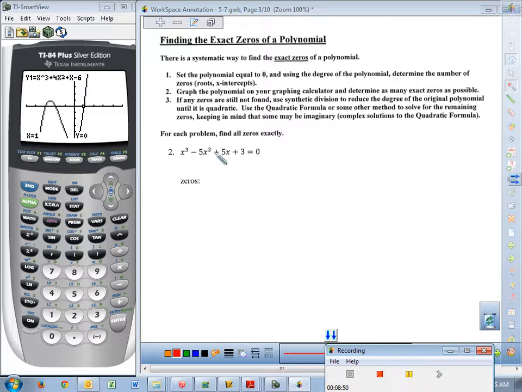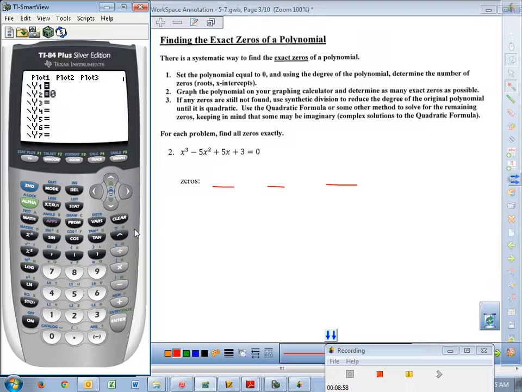Is he equal to 0 already? What degree is he? So how many zeros will he have? Put 3 blanks. 1, 2, 3. Let's type it in and find them. Clear. X to the third minus 5x squared plus 5x plus 3.